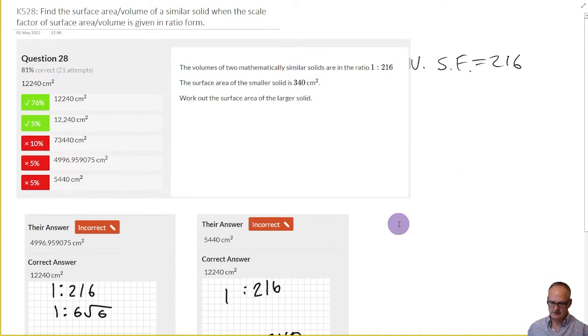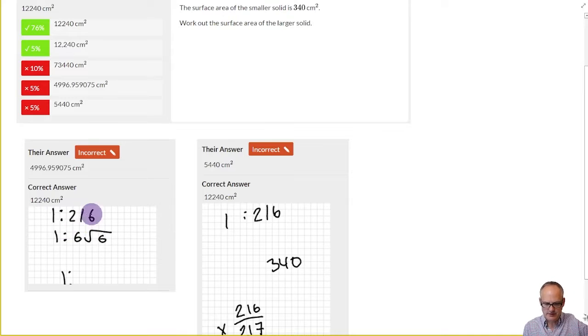And then on these two, we can see this person has actually worked out, I think they have square rooted this. Okay, and that's the volume. And what they need to do is they need to cube root this to find out the length scale factor. Okay, if you cube root this, you get the length scale factor, and then square it, you get your area scale factor. But what they've done is they just square rooted this to go from volume to area, which is not the right thing to do.